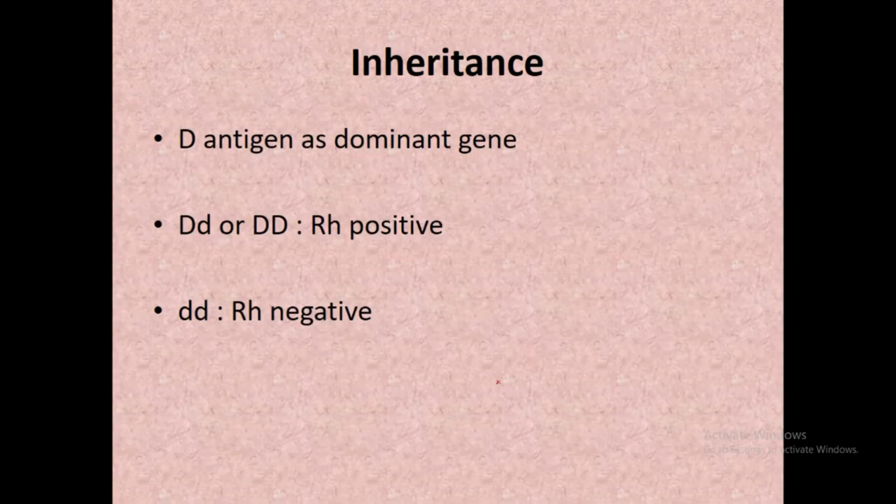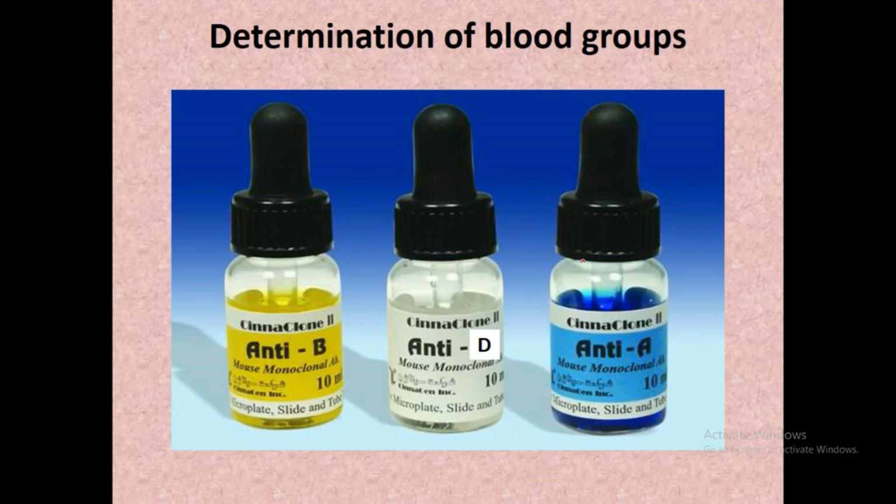Inheritance. The D antigen is a dominant gene. When capital D and small d are in combination, the D antigen is the dominant gene. When both are capital D, the person has blood group Rh positive, and if both are small d, without any dominant gene, then the person has blood group Rh negative.